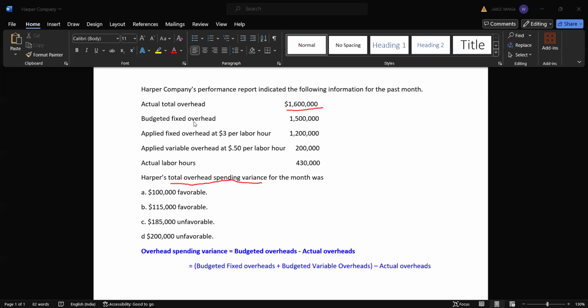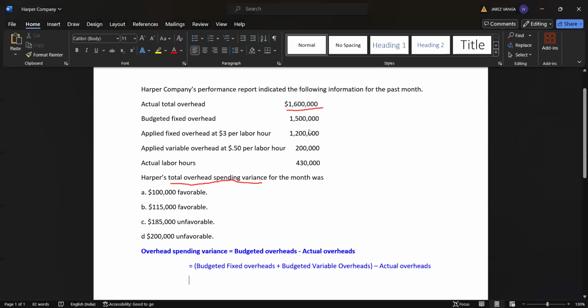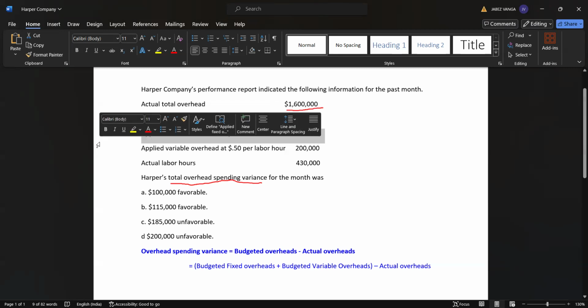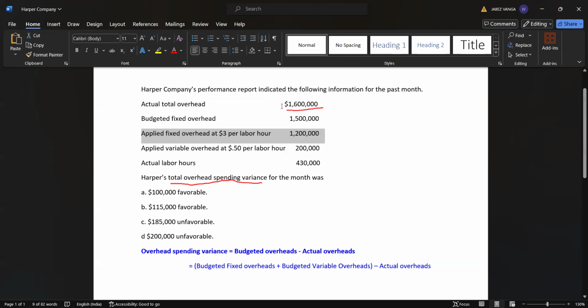Now, the data has multiple variables. Here we have budgeted fixed overhead, which is 1,500,000. So, fixed overhead would remain the same within the relevant range for any activity level. See, the amount of fixed overhead which is decided is 1,500,000. Now, this was decided at some activity level. So, from this information, we understand that if the fixed overheads were applied at the rate of $3 per labor hour and it comes out to be 1,200,000, it means to say that the total number of hours are 400,000. 1,200,000 divided by 3 gives us 400,000.